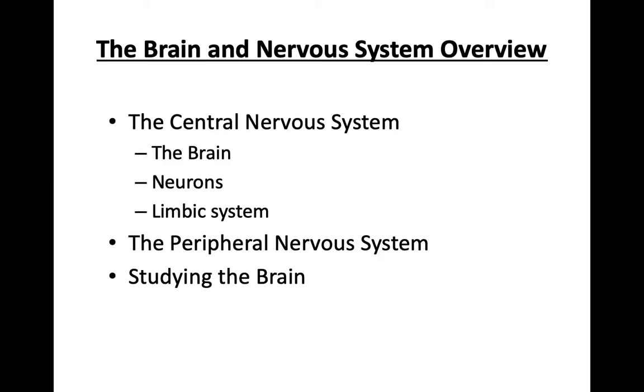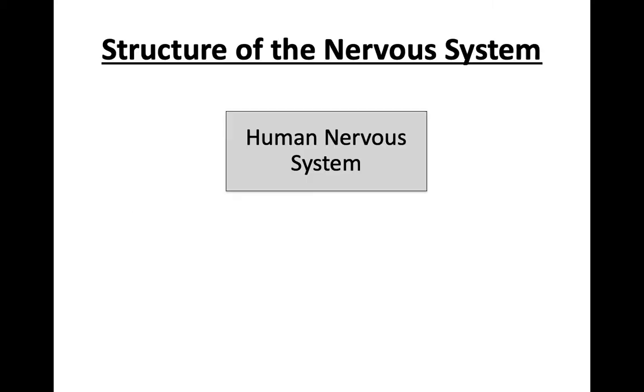Okay, so this is just an overview. I'm going to start with the central nervous system, talk about the brain and neurons, as well as the limbic system. Then that's going to be most of the lecture, which will focus on the central nervous system. I'll then go to the peripheral nervous system and then end with studying the brain.